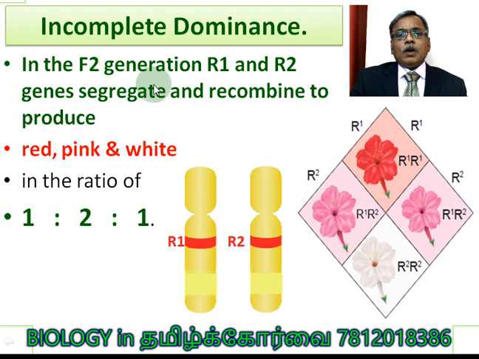In the F2 generation, R1 and R2 genes segregate and recombine to produce red, pink and white in the ratio of 1:2:1. So in the F1 generation, R1 segregates from R2. They segregate and combine with another R1 to produce red. In the same way, R2 segregates from R1 to combine with another R2 and produce white. But still 50% of the genotypes carry the heterozygous nature that is responsible for the pink color, 50% pink flowers.